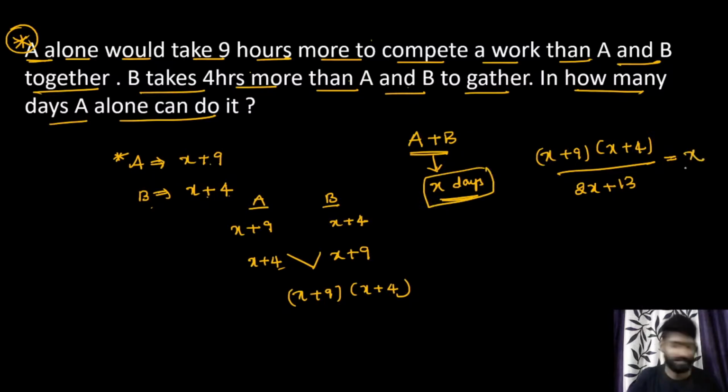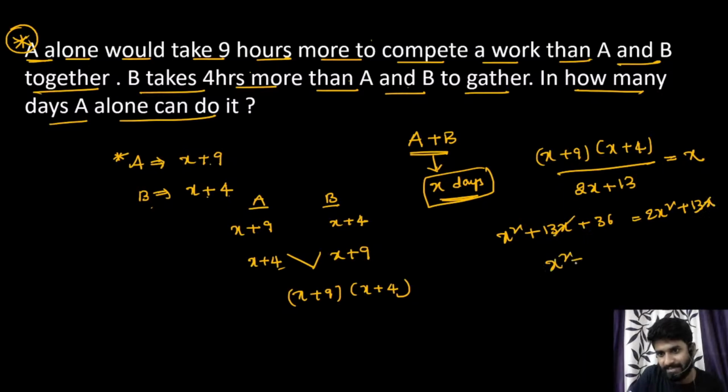The total work takes how many days? X days, guys. So in this way, just frame an equation. Cross multiply: X square plus 13x plus 36 equals 2x square plus 13x. Now you can cancel 13x. Now x square is equal to how much, guys? 36. Then x is equal to how much? 6, guys. Then x is equal to 6.